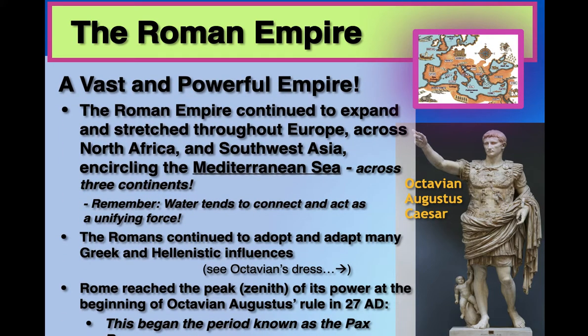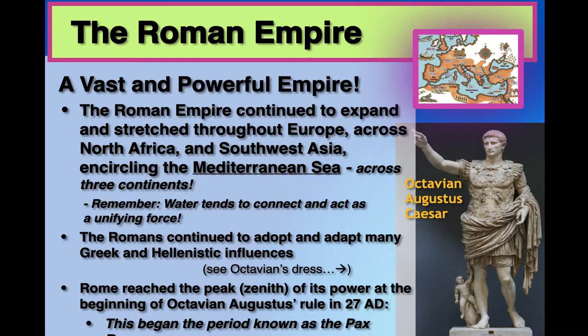Okay, the Roman Empire. A vast and powerful empire, the Roman Empire continued to expand and stretch throughout Europe, across North Africa and Southwest Asia, encircling the Mediterranean Sea, across 3 continents. Remember, water tends to connect and act as a unifying force because that's a way to travel and trade. Romans continued to adopt and adapt many Greek Hellenistic influences. See Octavian's dress. It's a toga.